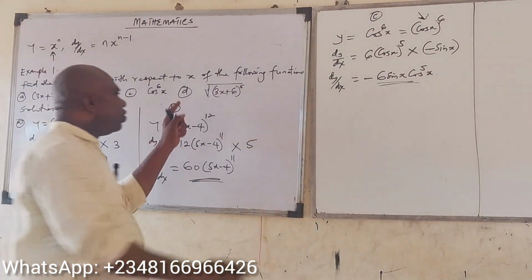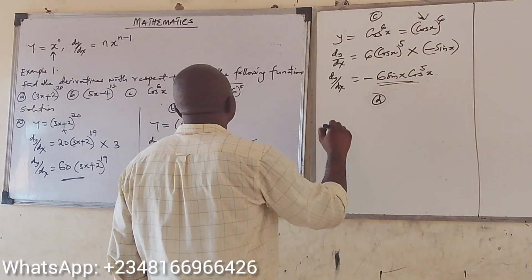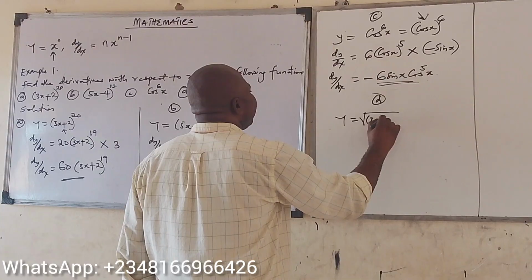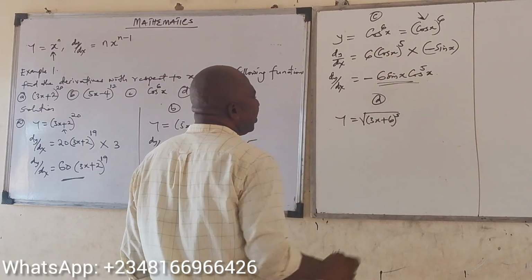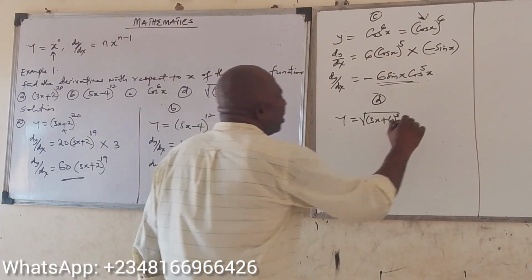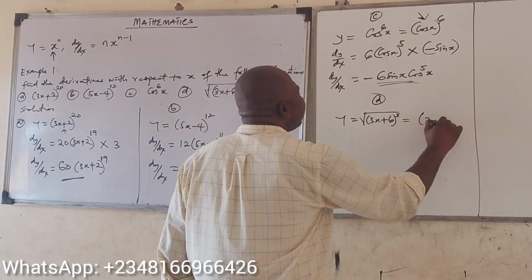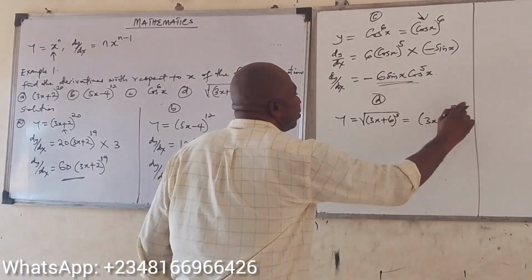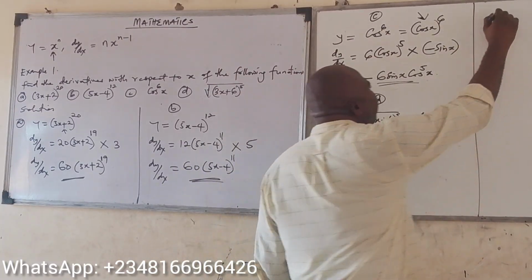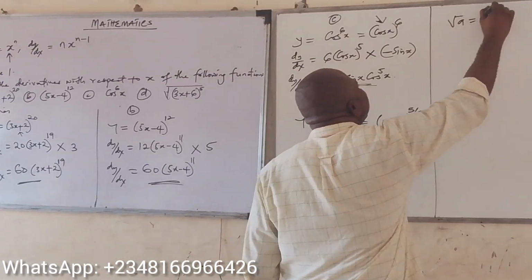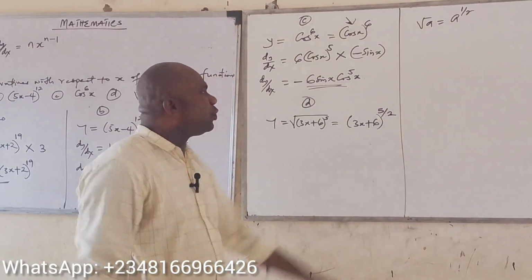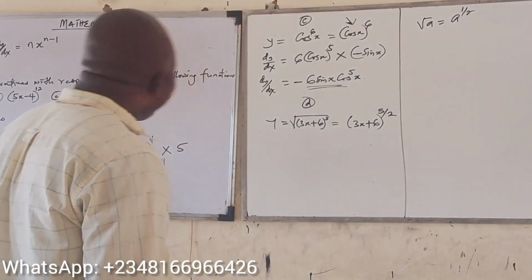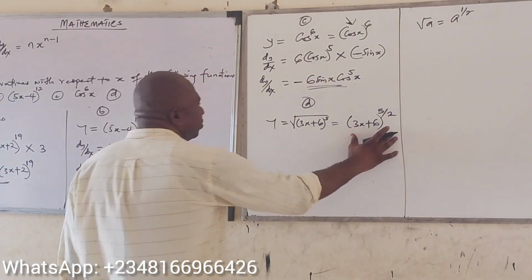Now, lastly, let's look at question D. We have y is equal to the square root of 3x plus 6 all raised to the power of 5. This is the same thing as saying 3x plus 6 all raised to the power of 5 over 2. Please take note, this is 2. Remember the square root of a is the same thing as a raised to the power of half. In indices, we said the square root of any number is the same thing as that number raised to the power of half. So it therefore means that here, our y will be equal to this.